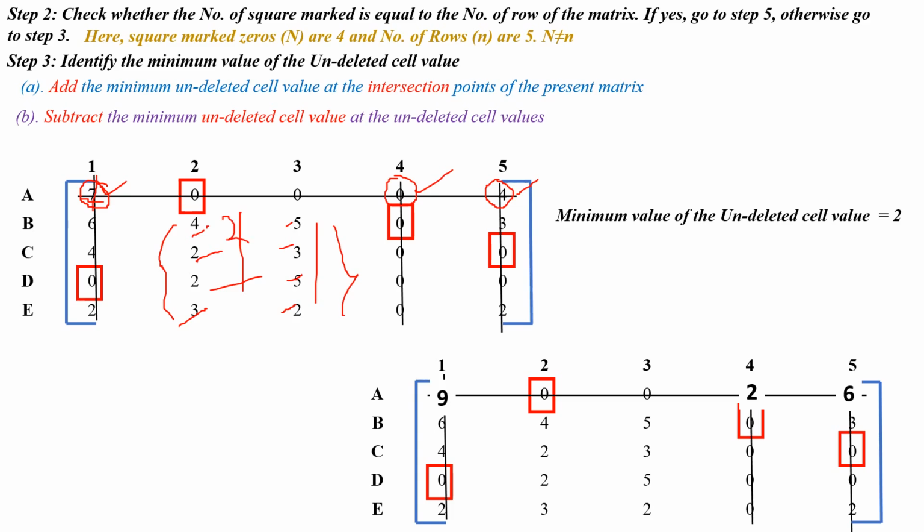Now 4 minus 2 becomes 2, and 5 minus 2 is 3, 2 minus 2 is 0, 3 minus 2 is 1, 2 minus 2 is 0, and 5 minus 2 is 3, 3 minus 2 is 1, 2 minus 2 is 0. So next, all other elements should remain the same. The remaining elements we should not change.